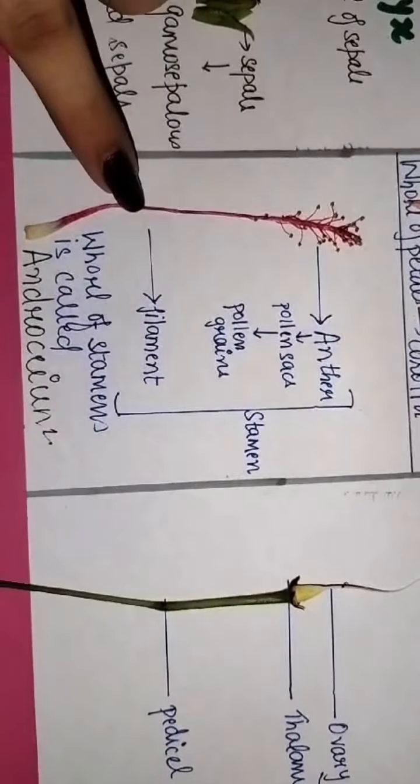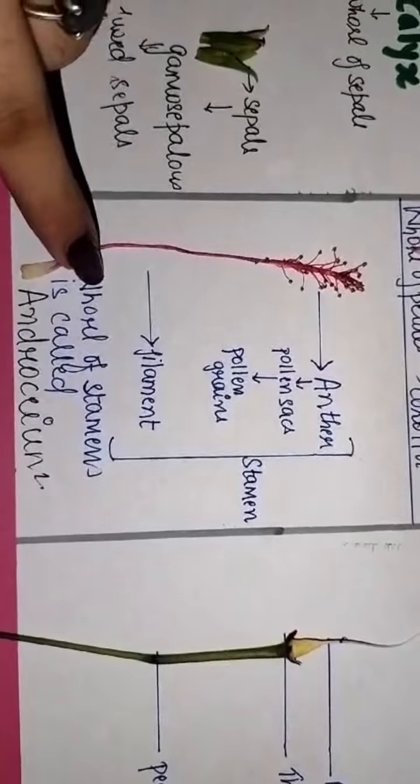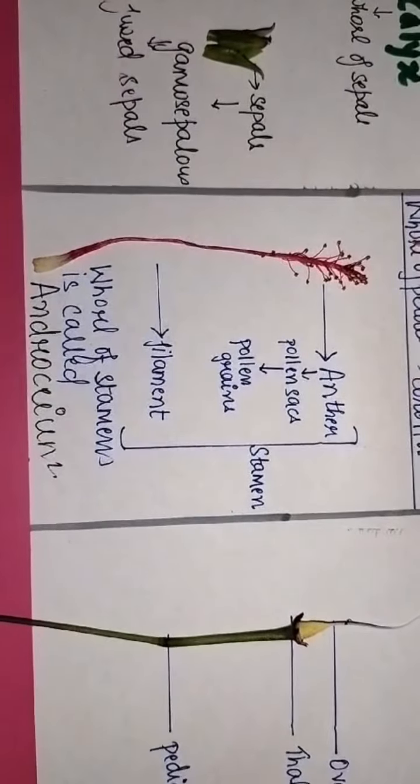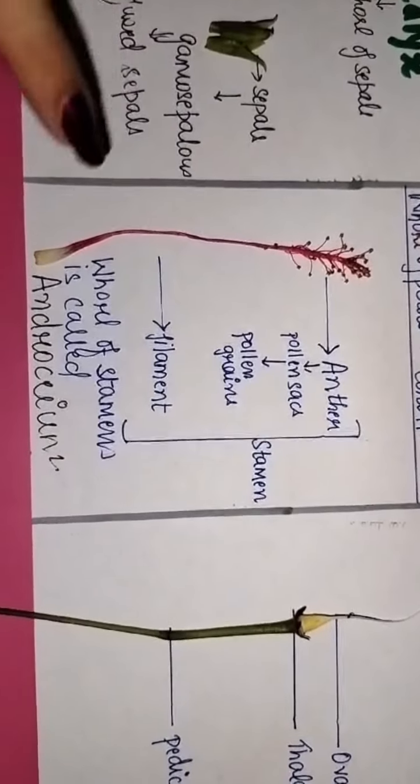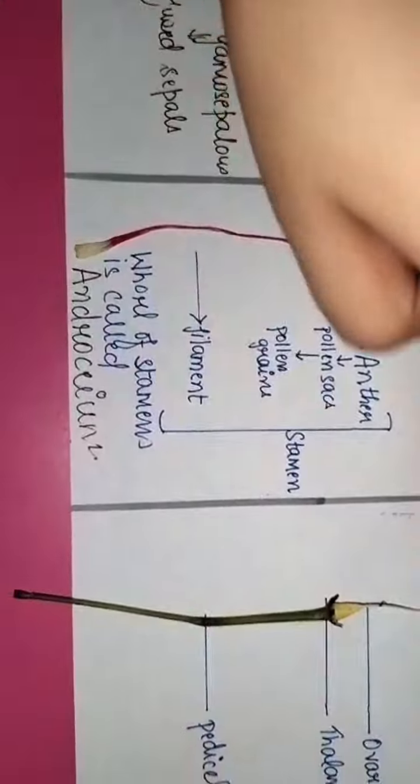Now this is the filament, and anther plus filament makes the stamen, and all the whorls of stamen combine to form androecium. Now here we talk about the female part of the plant. The female part of the plant is known as gynoecium.